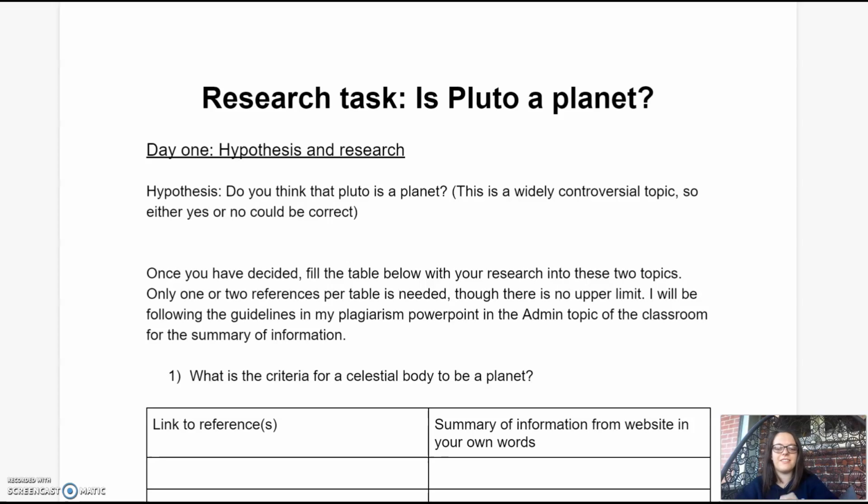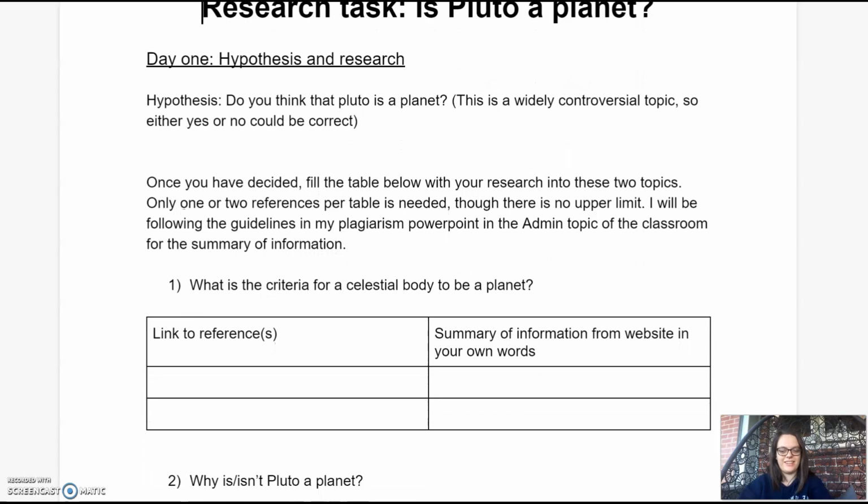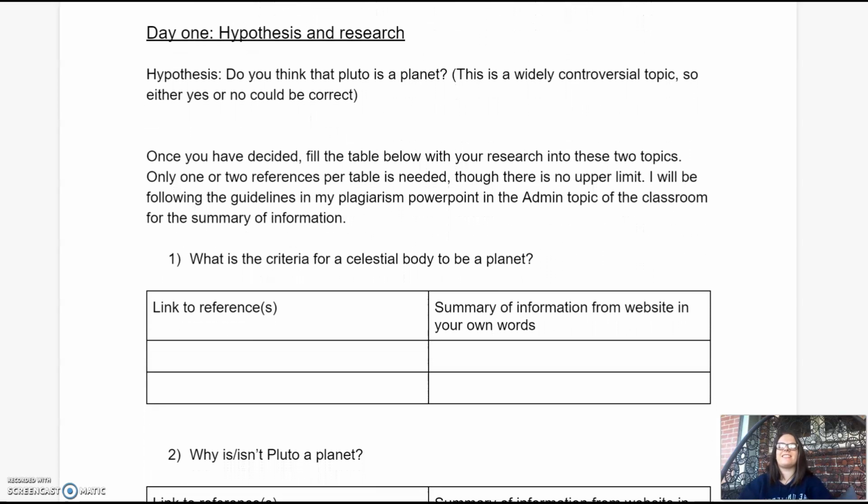So hi everyone, this is just going to be me talking over the worksheet I gave you all today. It is about whether or not Pluto is a planet. So day one, that's today. We are going to form a hypothesis and do some research into this. So hypothesis, do you think that Pluto is a planet?